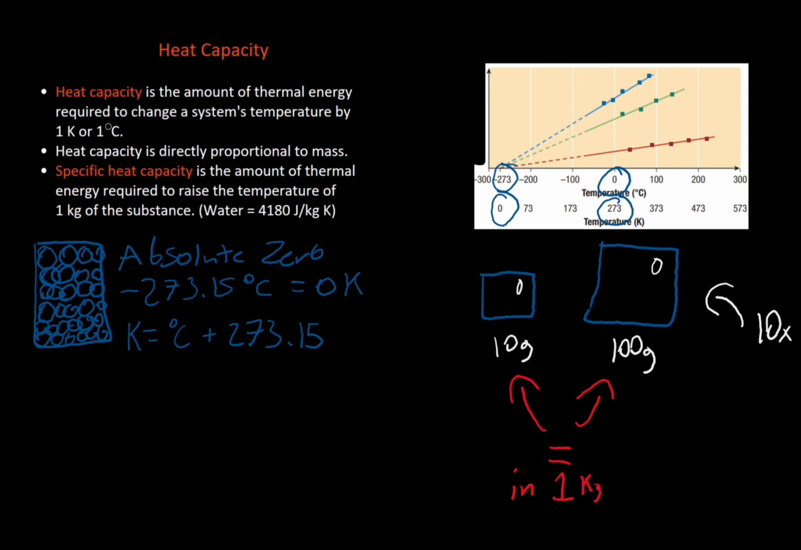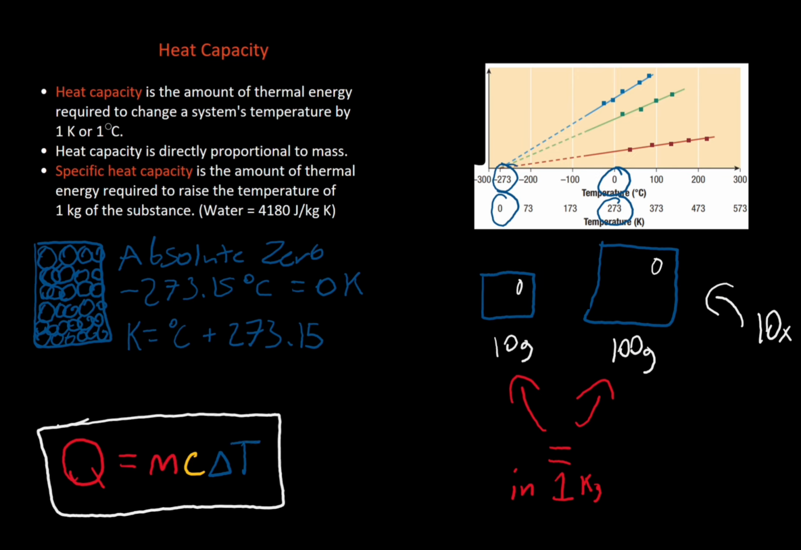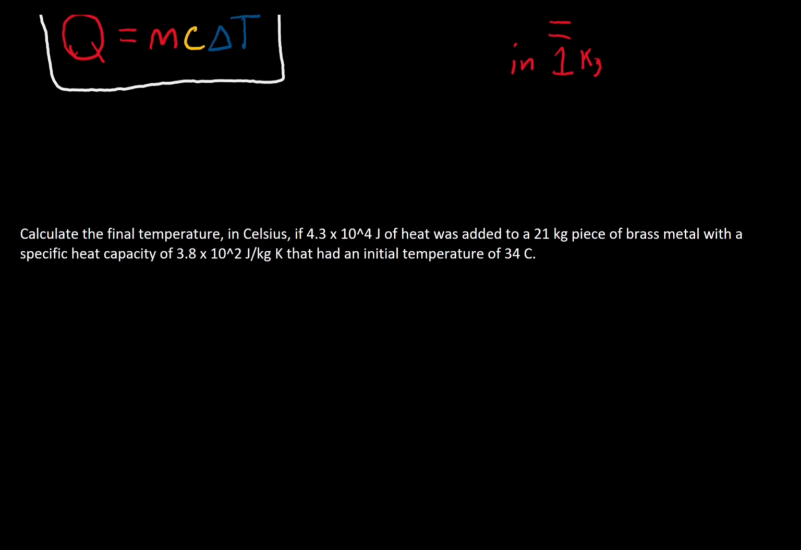In terms of the formula for heat capacity, we measure it by how much heat is required to change the temperature. We call this the quantity of thermal energy, or the variable Q. Factors that affect this are the mass of the object, the specific heat capacity of the object, and the change in temperature of the object, which would be the final temperature minus the initial temperature. Let's try a practice question involving heat capacity.